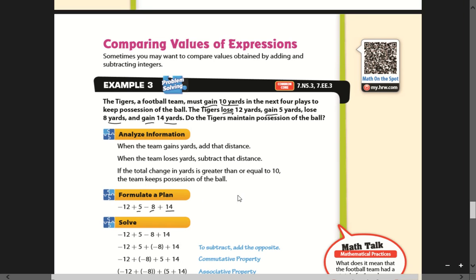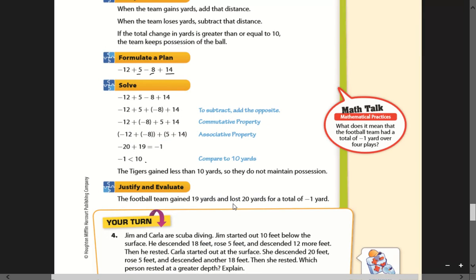So let's add the same signs first. The same signs here will be negative 12 minus 8, that is negative 20. And then 5 plus 14 is 19. Then applying the addition rule with different signs, we subtract. So the answer is negative 1.